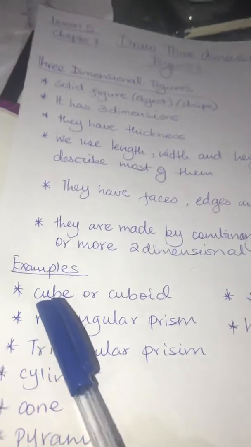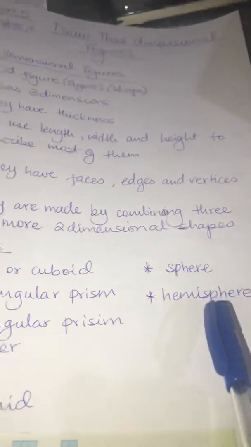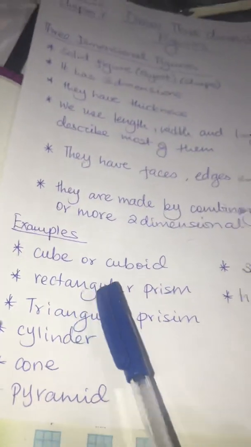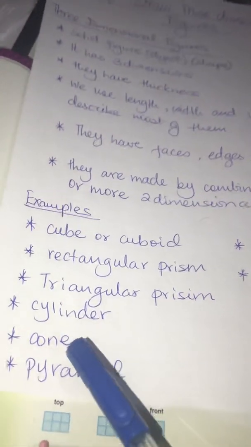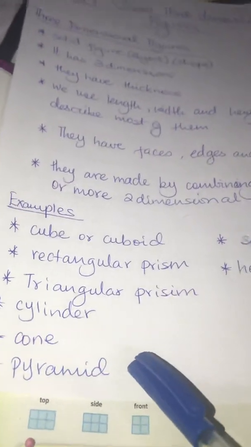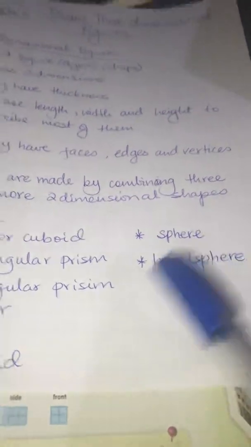So some examples are a cube or a cuboid, a sphere, a hemisphere, a rectangular prism, triangular prism, a cylinder, a cone, and a pyramid. There are many more, but these ones are the common ones. Please Google and see the images of how they look, okay?